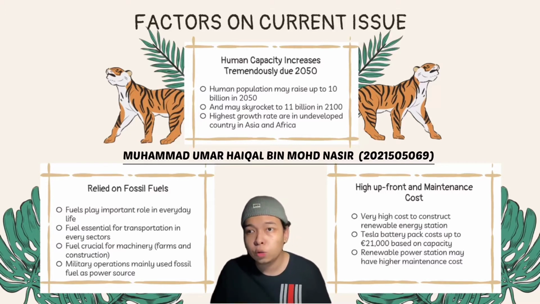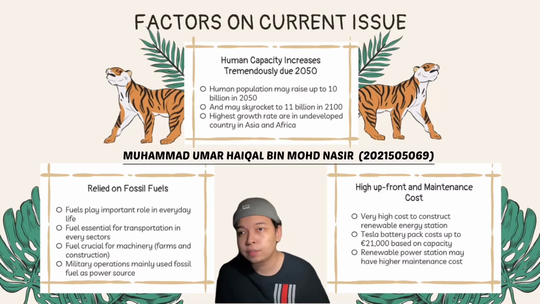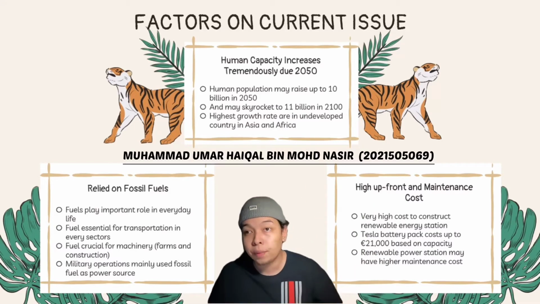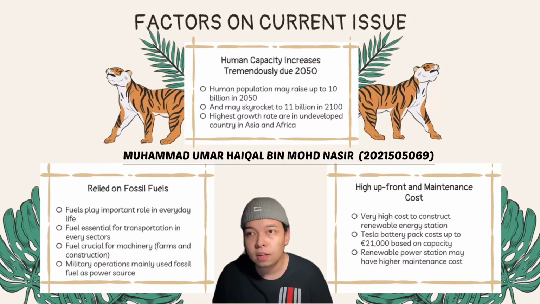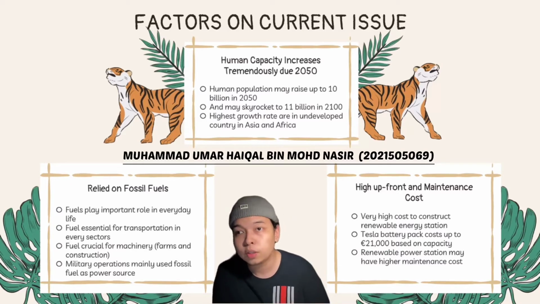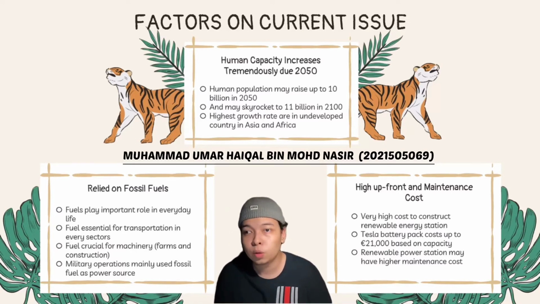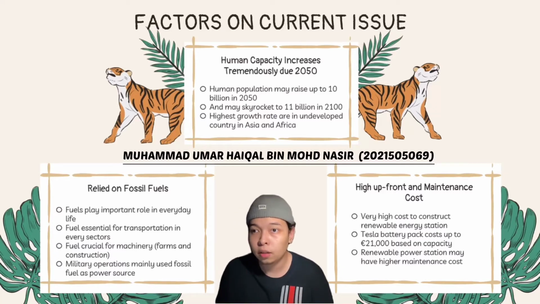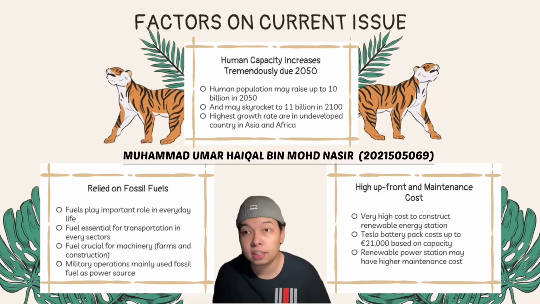Next point, we rely on fossil fuel. We rely too much on fossil fuel because it is our daily essential. We use fossil fuel in transportation, in the military, in farming and crops and so on. So we use fuel too much, and we may have to overcome this by using renewable energy.